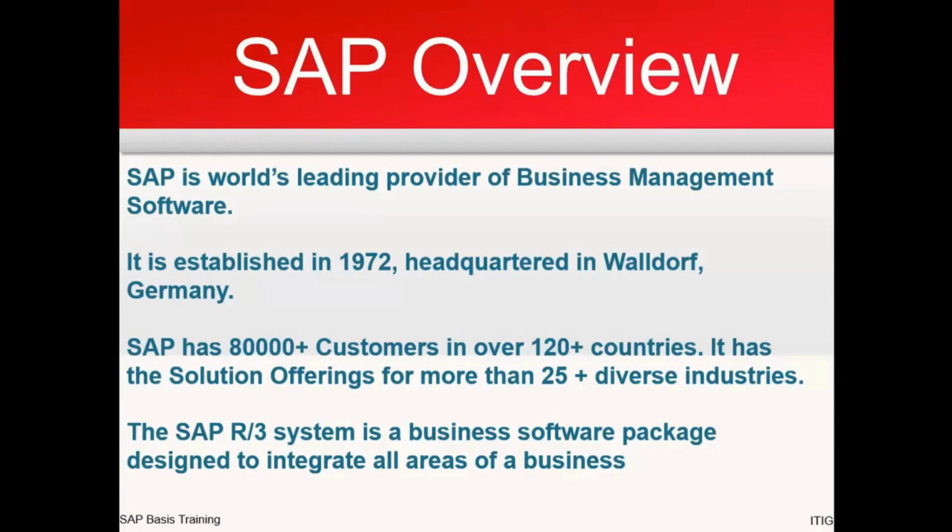This company was established in 1972, headquartered in Walldorf, Germany. SAP has over 80,000 customers in over 120 countries. It has solution offerings for over 25 diverse industries. SAP R/3 is a business software package designed to integrate all areas of business.